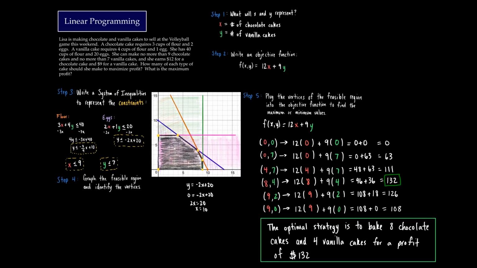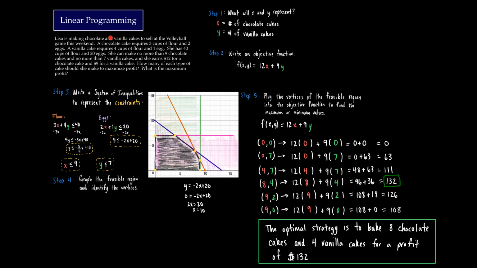And so what we had was the original problem. And our first step was to figure out what X and Y were going to represent. And we decided we were going to let X be the number of chocolate cakes. Y was going to be the number of vanilla cakes. Step 2 is we developed our objective function. So the objective function was the thing that we were trying to, in this case, maximize. Sometimes we'll be minimizing stuff. But in this case, we wanted to make the most profit. So we decided that if each chocolate cake sold for $12 and each vanilla cake sold for $9, the amount of money we would make off of both of them is 12x plus 9y.